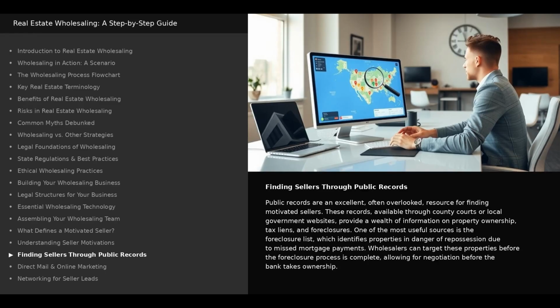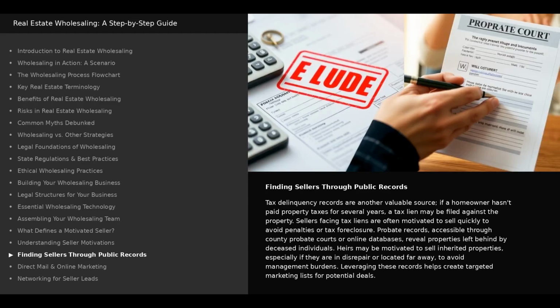Finding sellers through public records. Public records are an excellent, often overlooked resource for finding motivated sellers. These records, available through county courts or local government websites, provide a wealth of information on property ownership, tax liens, and foreclosures. One of the most useful sources is the foreclosure list, which identifies properties in danger of repossession due to missed mortgage payments. Wholesalers can target these properties before the foreclosure process is complete, allowing for negotiation before the bank takes ownership. Tax delinquency records are another valuable source.